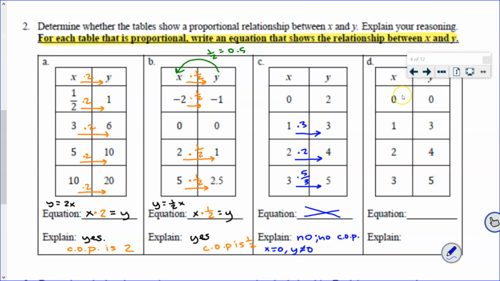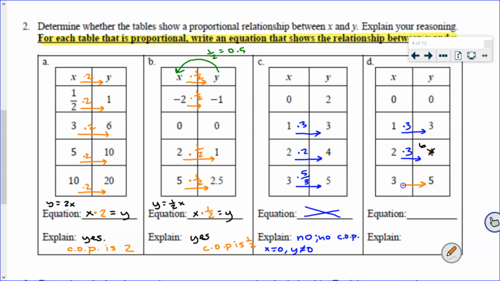D, last one. Oh, I see a 0, and the y is also 0, so I can say it's proportional, right? Nope. We still need to check. 1 times 3 is 3. 2 times 3 is 6, not 4. So when I try and multiply by 3, I get something different. And here, when I try and multiply by 3, I get something different.